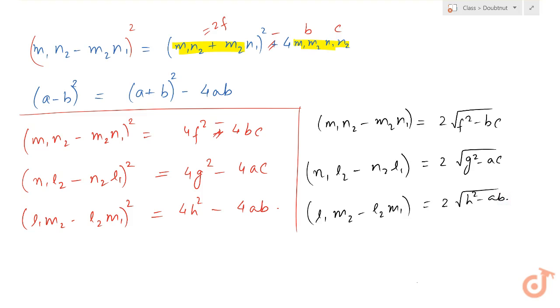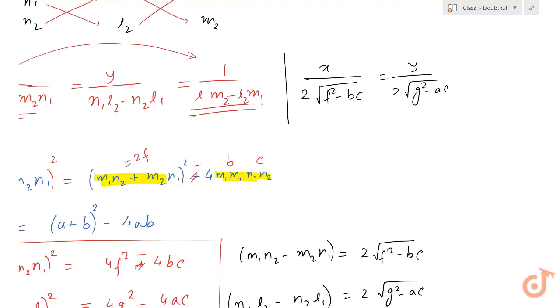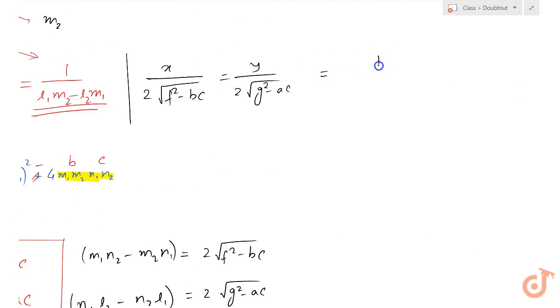Okay. And I just need to put these values back up here again. So I can say this is equal to x upon twice root of f square minus bc. This must be equal to y upon twice root of g square minus ac, and this here must be equal to 1 upon twice root of h square minus ab. 2, 2 and 2 you can cancel from all three places. Now you have the points of intersection.